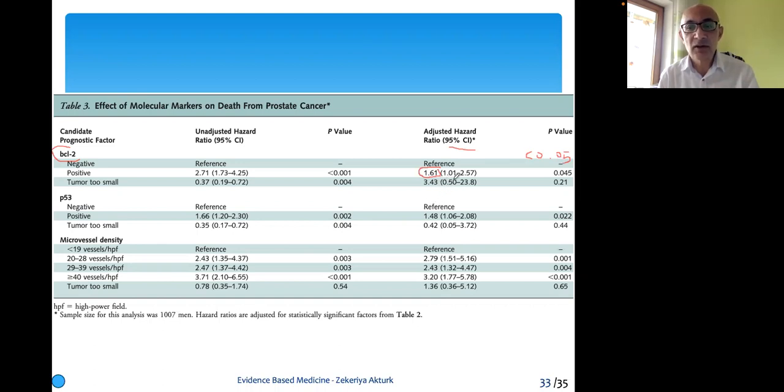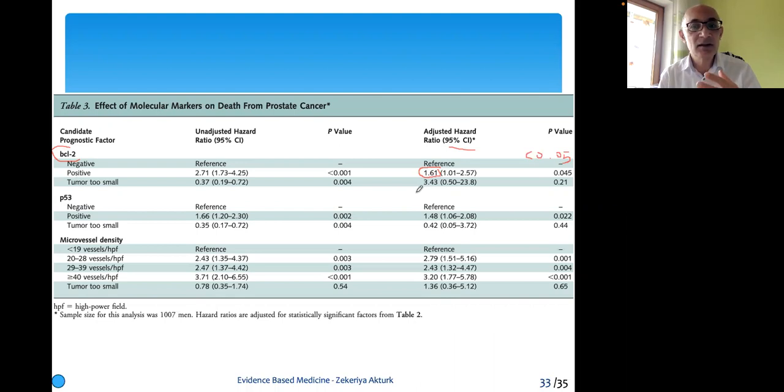And here in this case, it is not including the 1. It is from 1.01, so very close to 1 actually. If it would be 1, that should be interpreted as non-significant. And we have a p-value very close to the threshold, 0.045. But anyway, it looks like this positivity of the BCL2 is a significant risk factor, hazard factor. And how important is it? It is 1.6, increasing the hazard ratio by 1.6 times.